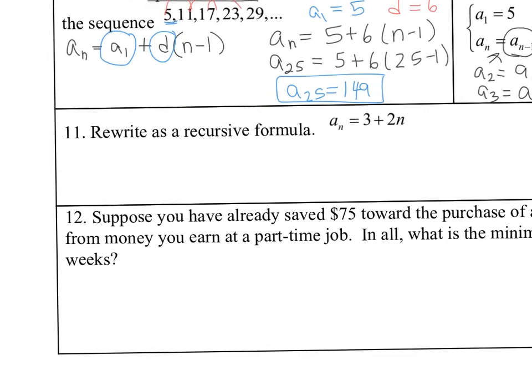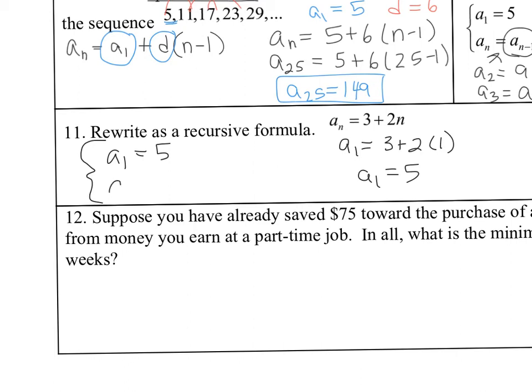Rewrite as a recursive formula. So let's look at, I'm going to generate the first few terms of the sequence. So the first term is 3 plus 2 times 1. So the first term is 5. So a sub 1 equals 5. And my formula is 2 lines for a recursive sequence. So I have a sub 1 equals 5.